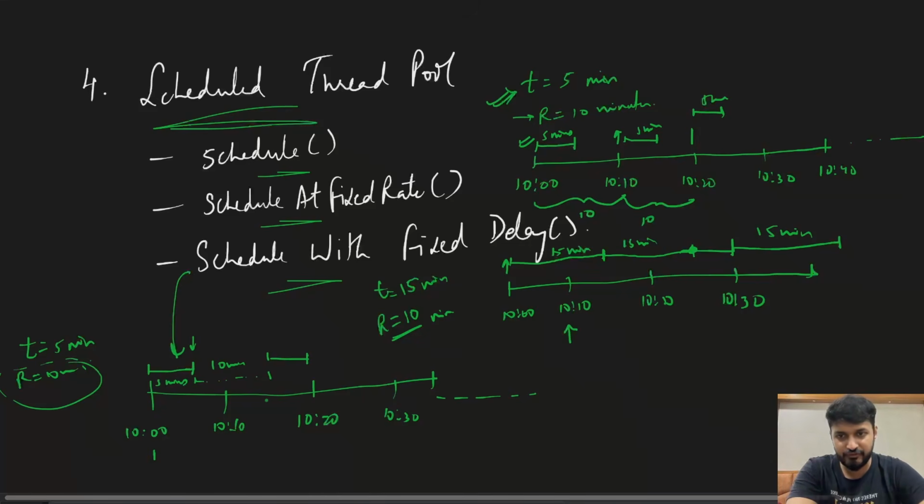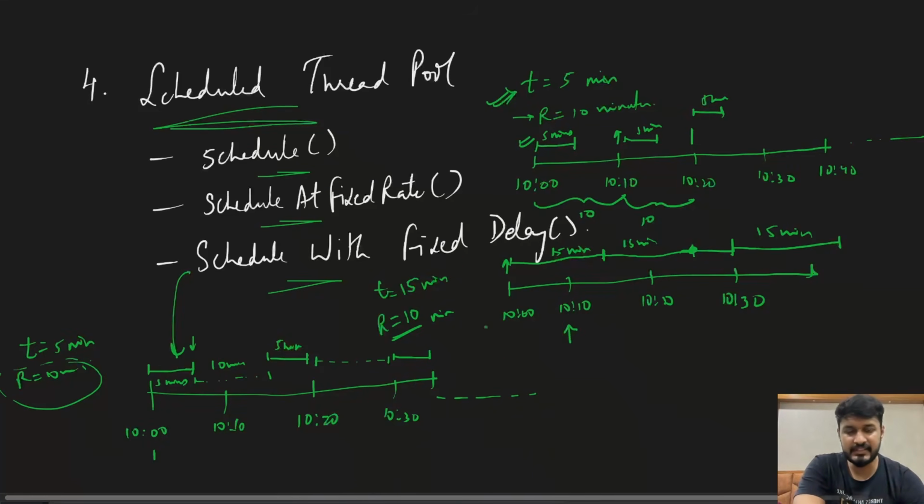So at 10:15 a new instance of this task will be executed and it will again take 5 minutes to execute, right? So after 10:20 again 10 minutes of waiting time since the rate is 10, and then another instance will be executed, correct? So in schedule at fixed rate, the starting point of multiple executions were taken into account, but here the ending point of the last execution will be taken into account to calculate the time for which the scheduler has to wait, right?